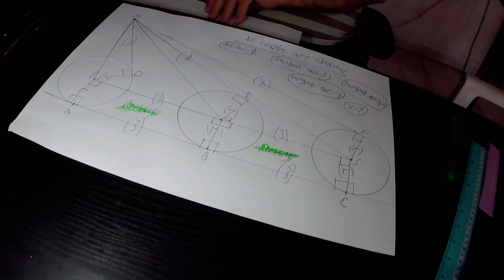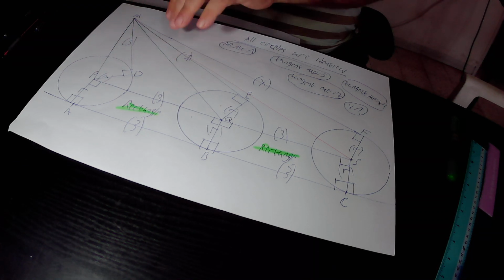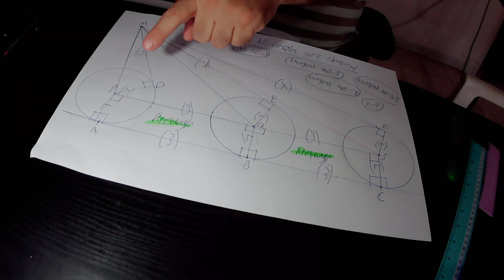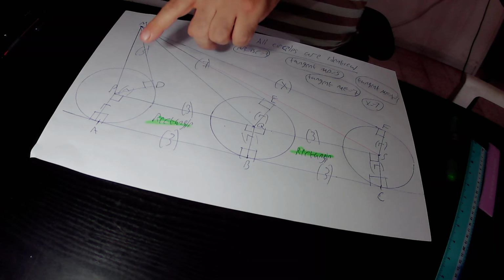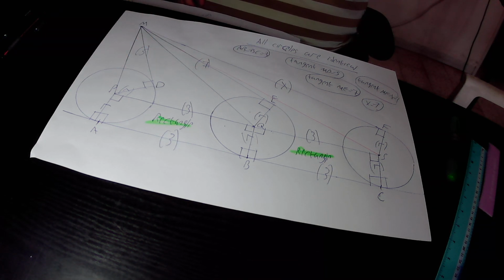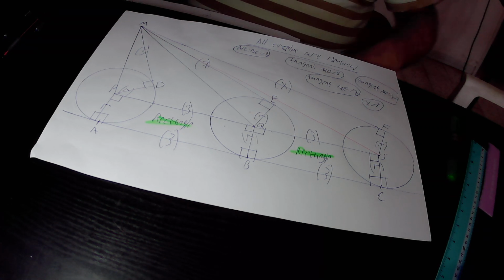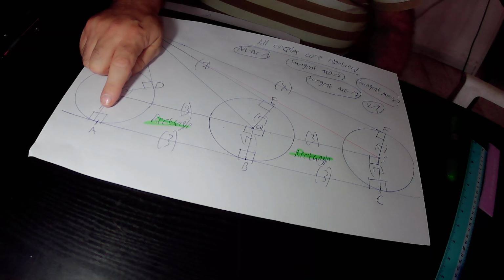In the next step, we join points P and A together by a straight line. PA is the radius of this circle, that is equal to R, according to our definition. And this angle equals 90 degrees, and this angle also equals 90 degrees, according to rule 1.